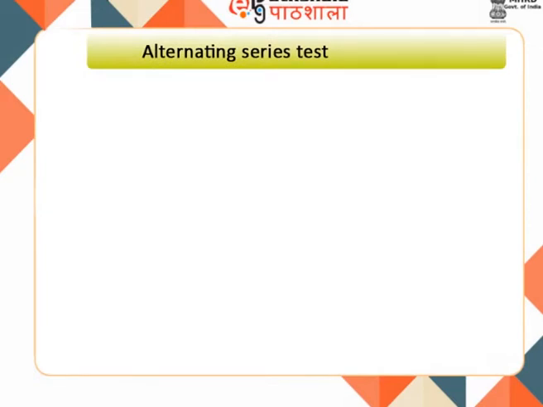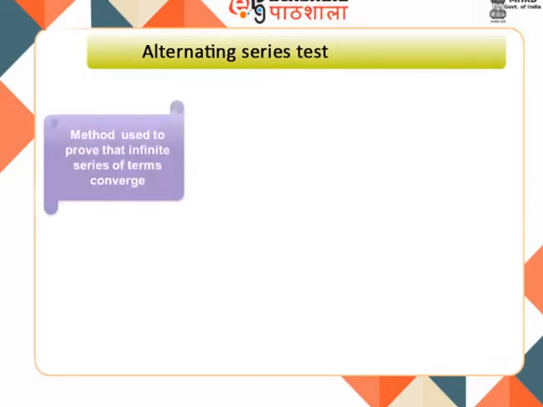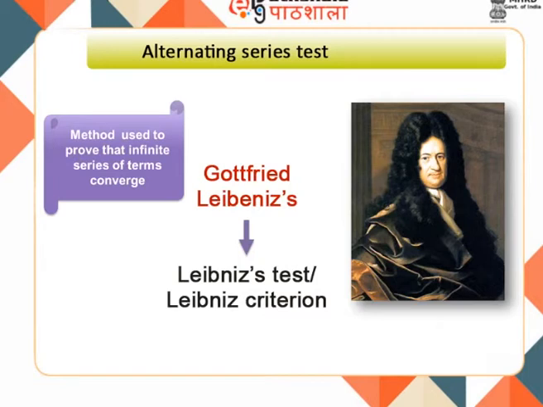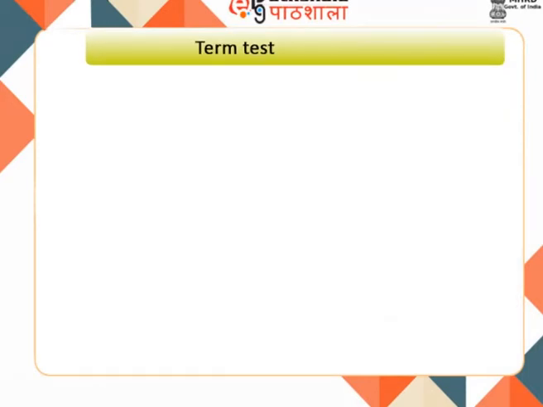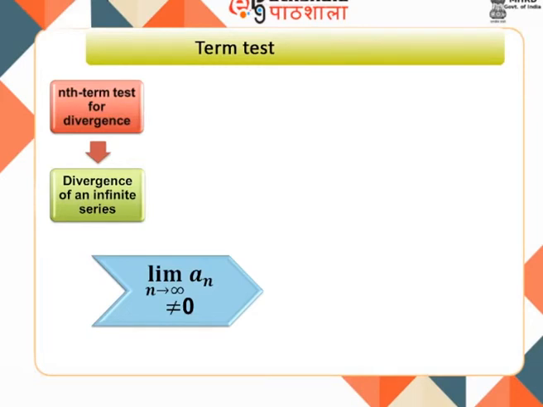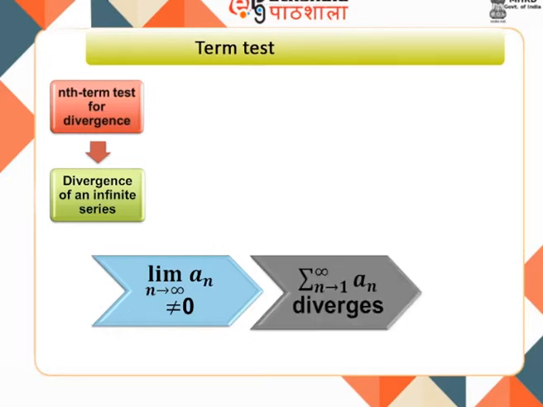Alternating series test. The alternating series test is a method used to prove that infinite series of terms converge. It was discovered by Gottfried Leibniz and is sometimes known as Leibniz test or the Leibniz criterion. Term test. In mathematics, the nth term test for divergence is a simple test for the divergence of an infinite series. If limit n tends to infinity of an is not equal to 0, or if the limit does not exist, then summation of an, where n goes from 1 to infinity, diverges.